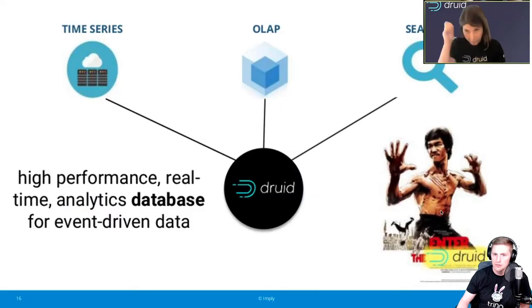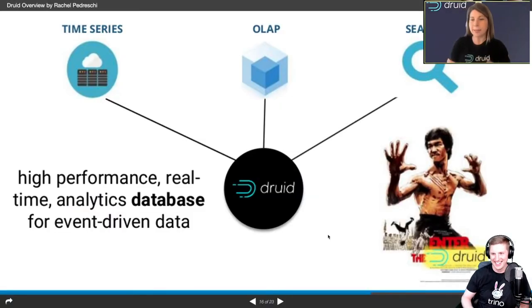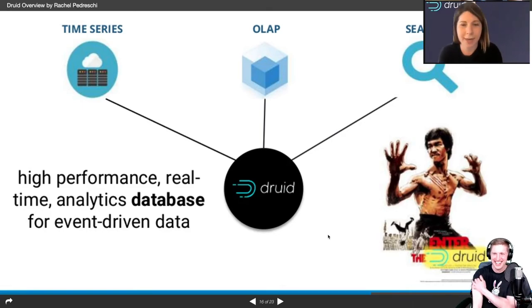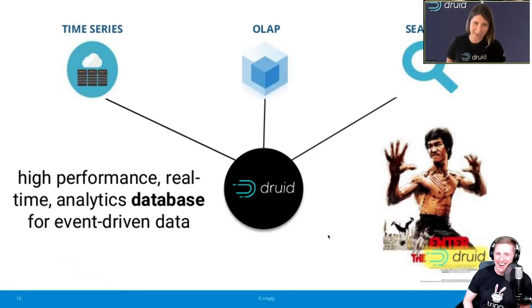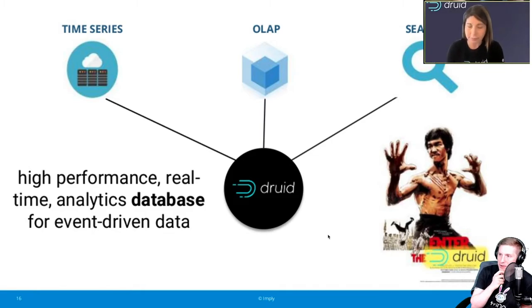So I think that the next slide makes this. Yes. Nice. Enter the Druid. High performance, real-time analytics database for event-driven data. And I always want to make sure database is up there, right? Because it's a database. Yeah, absolutely. And that's another distinguishing factor for Trino versus Druid, is that you guys actually store the data. We are yet a humble little query engine that sits on top of you.